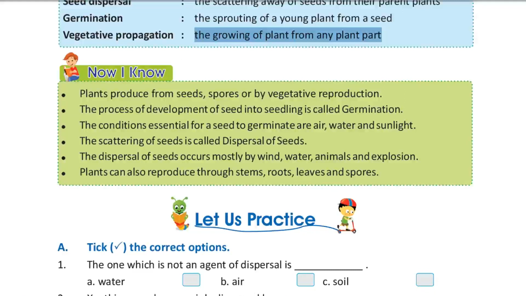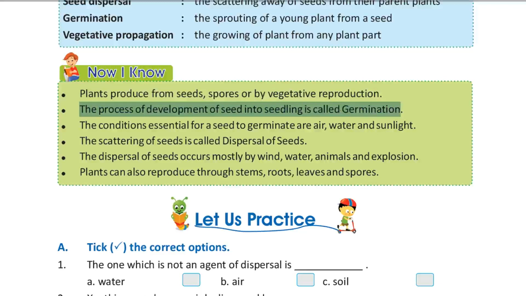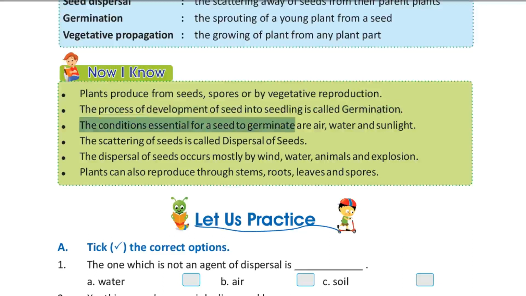Now children, let us revise what we learned in this chapter. Now I know. Plants produce from seeds, spores, or by vegetative reproduction. The process of development of seed into seedling is called germination. The conditions essential for a seed to germinate are air, water, and sunlight.